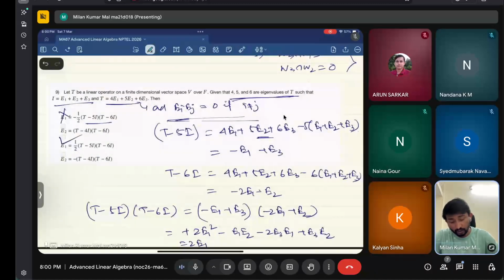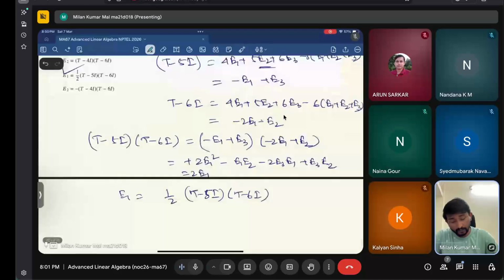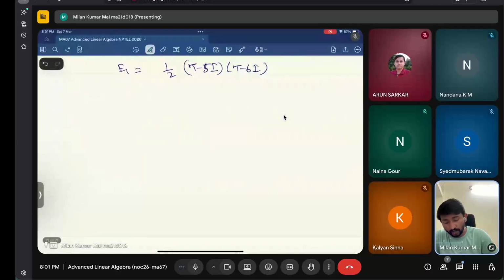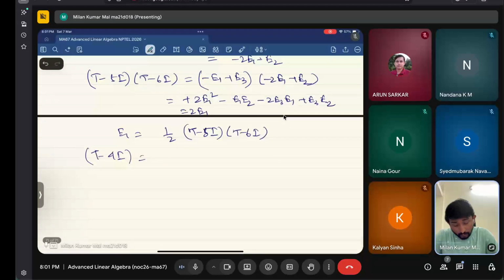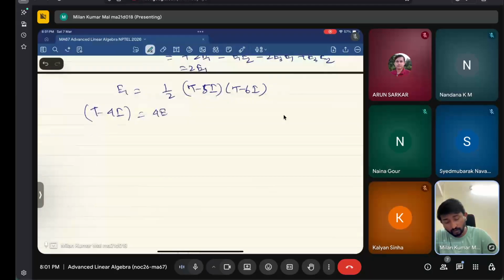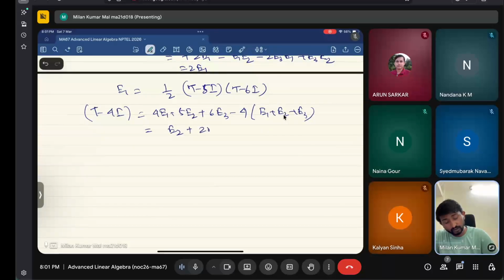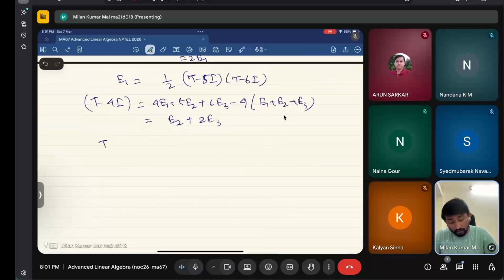So let me find E2. For E2, we need to find T minus 4i. T is equal to 4e1 + 5e2 + 6e3, minus 4 into e1 + e2 + e3, that is equal to e2 + 2e3. So I want to calculate (T minus 4i) into (T minus 6i).